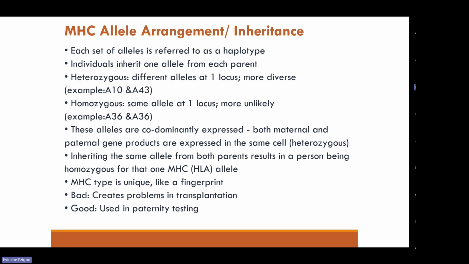Homozygous, when someone inherits the same alleles from father and mother. These alleles are codominantly expressed. Both maternal and paternal gene products are expressed in the same cell. Heterozygous, inheriting different alleles from the parents; inheriting the same allele from both parents results in a person being homozygous for that one MHC allele. So what we're trying to summarize here is that the inheritance of the MHC complex is codominant.